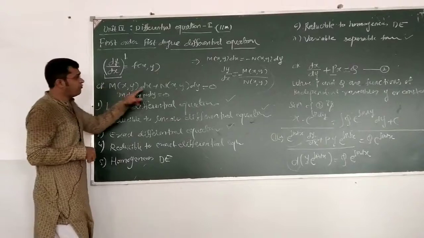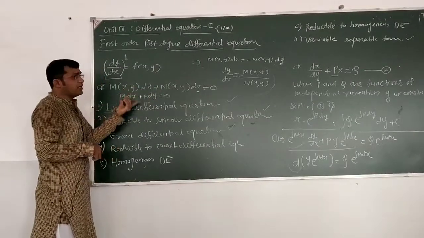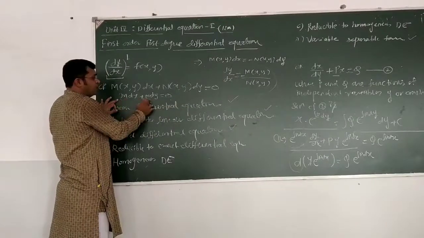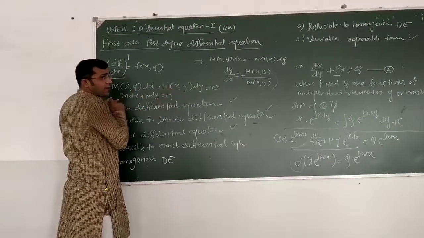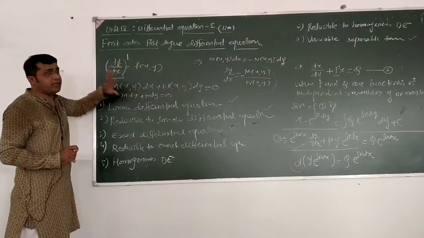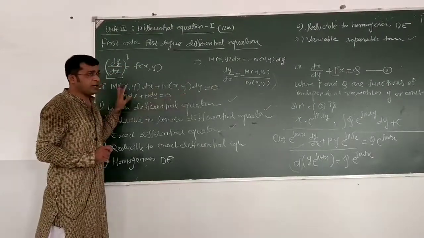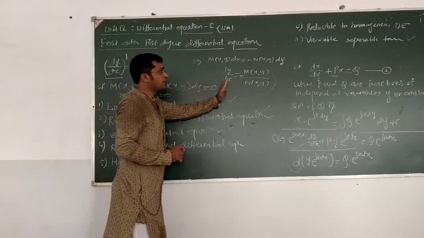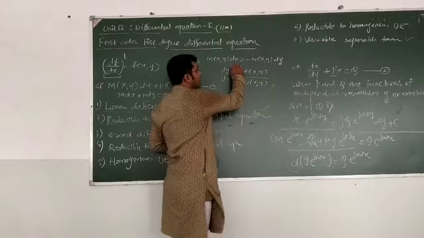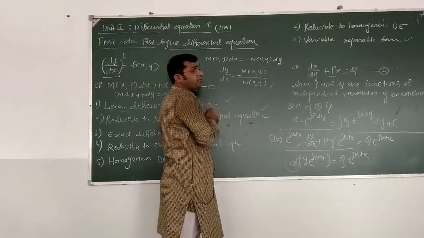Now the second form can be written this way also: M dx plus N dy equals 0, where M and N are functions of x and y, and we can obtain one form from the other very easily. Suppose I consider this form. I take this quantity to the right hand side, then I write this as dy by dx. It is permitted in differential calculus.